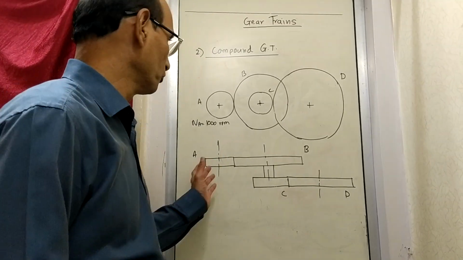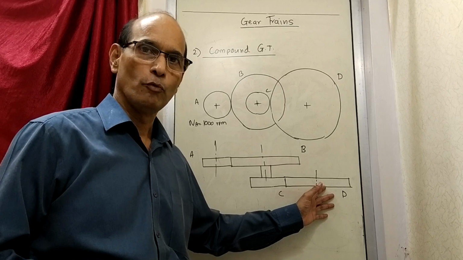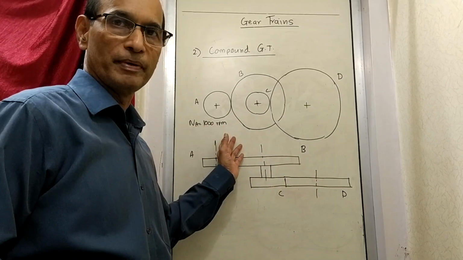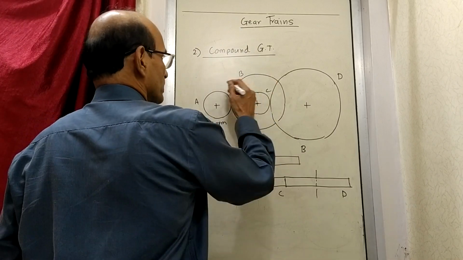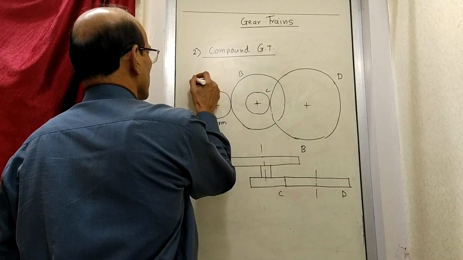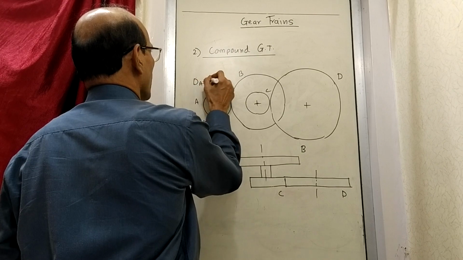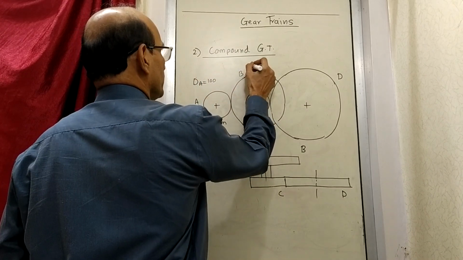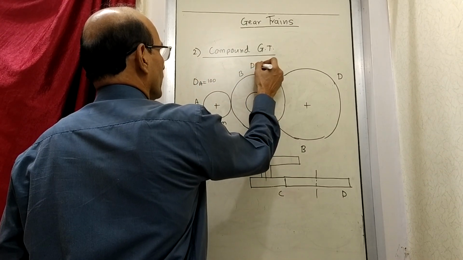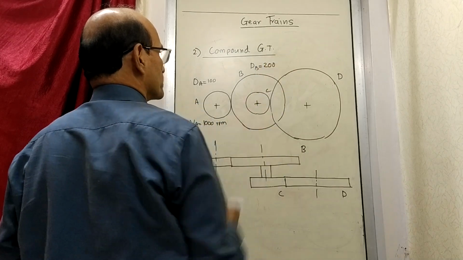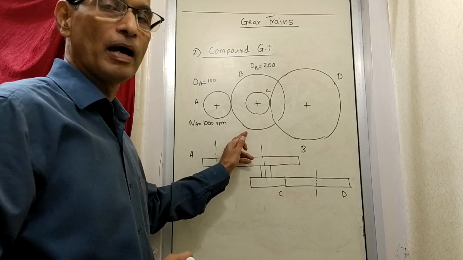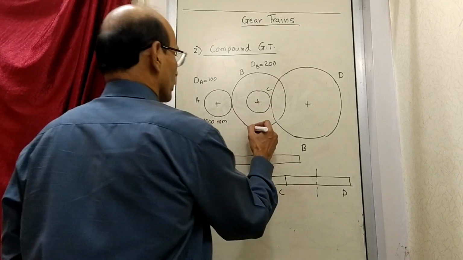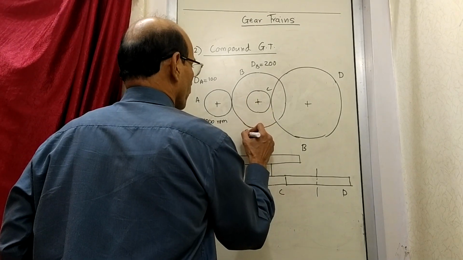So we are discussing how to find out the speeds of different gears when gear A is rotating at 1000 rpm. Now let's imagine that the diameter of B is 2 times. I'll just write here, diameter of A is say 100 and diameter of B is 200 units, double diameter. So when the diameter is double, the speed will be half. So B will rotate at 500 rpm.